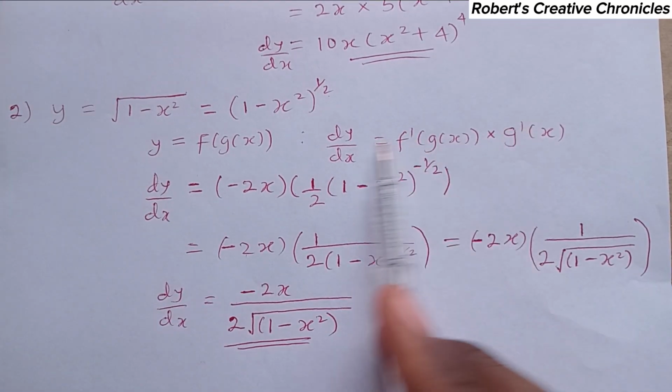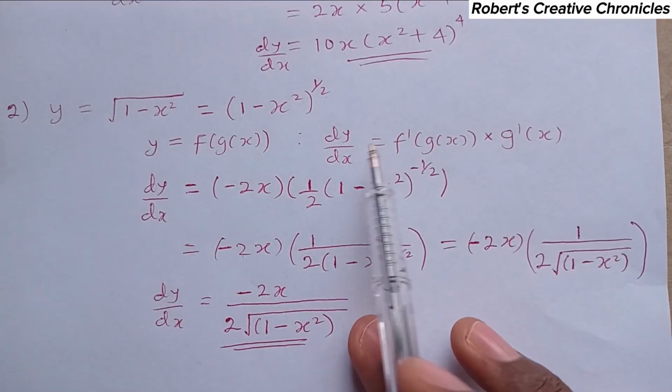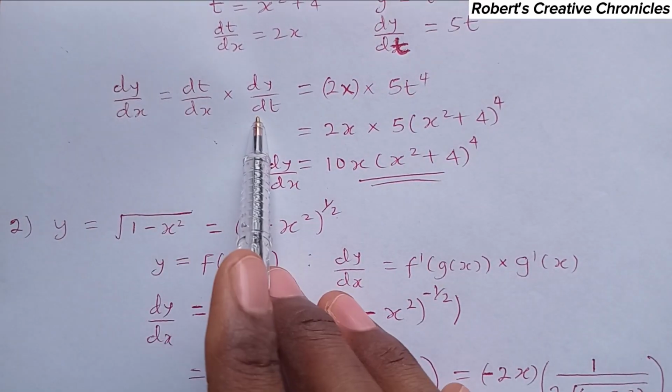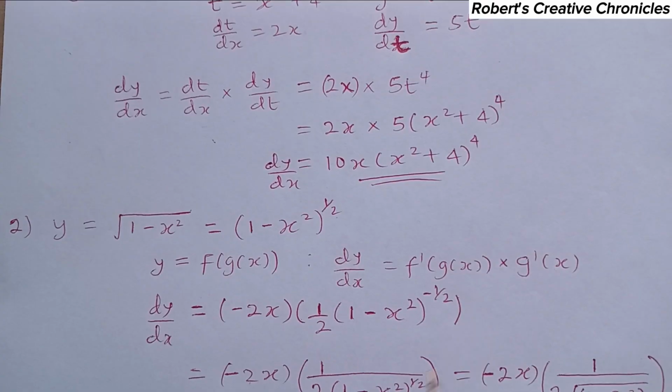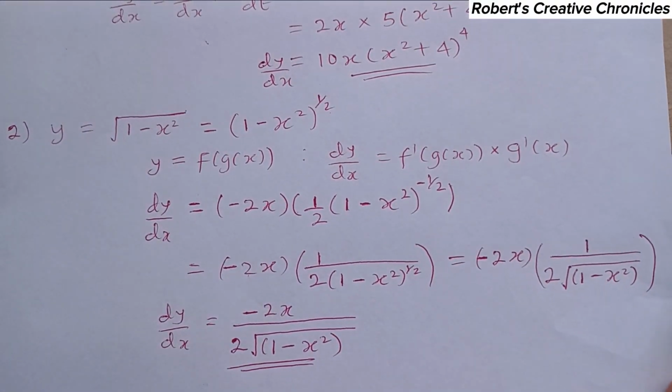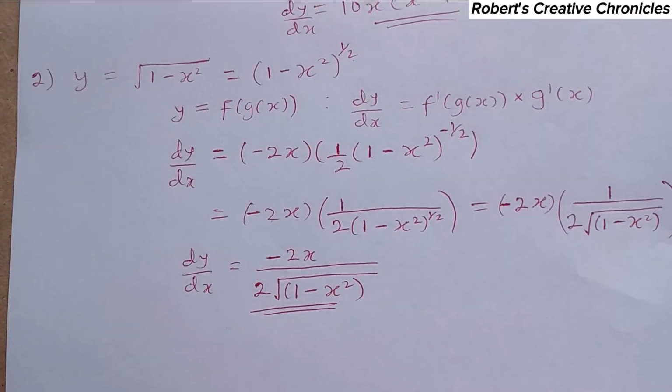So this is also the chain rule. It is the chain rule expressed in another way. This also is the chain rule expressed in a different way from this, but this is the original chain rule. They are the same thing. They mean the same thing, these two. So now let's move to the third one.